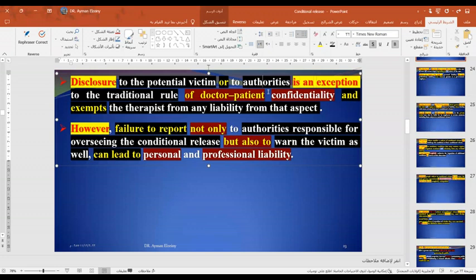Disclosure to the potential victim of the assault is an exception to the traditional rule of doctor-patient confidentiality and exempts the therapist from any liability from that aspect. However, failure to report, not only to adults responsible for overseeing the conditional release but also to warn the victim as well, can lead to personal and professional liability.